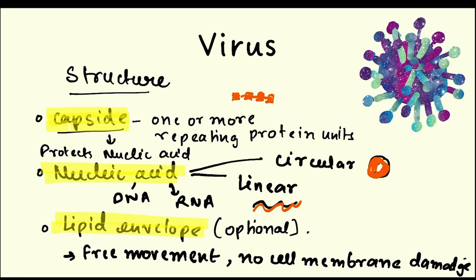And the third or optional structural unit is lipid envelope. So this lipid envelope essentially covers the capsid in some viruses. What it does, it allows the viruses free movement. It allows the viruses to enter and leave the host cell without harming the cell membrane. If the lipid envelope is not present, when the virus leaves the cell of a host, it ends up bursting the cell membrane and killing the host cell.